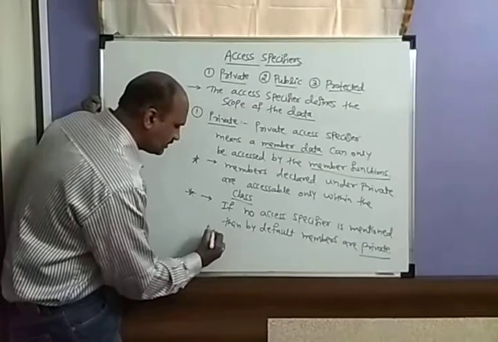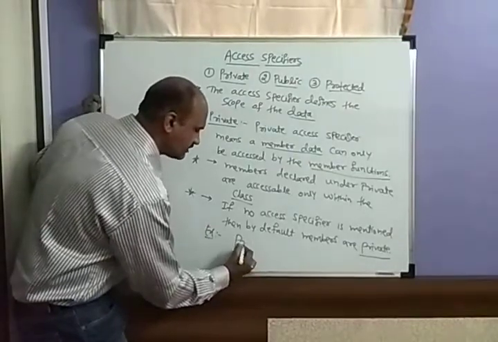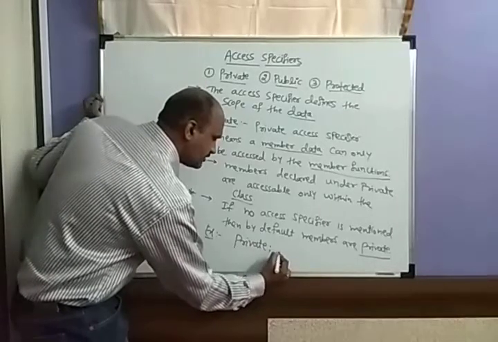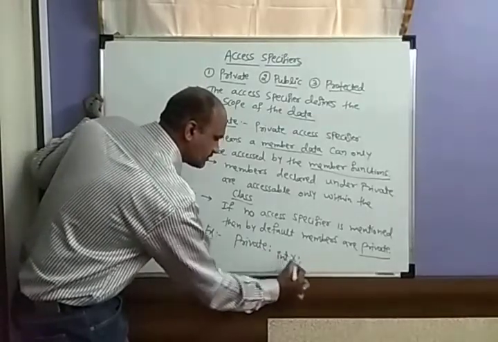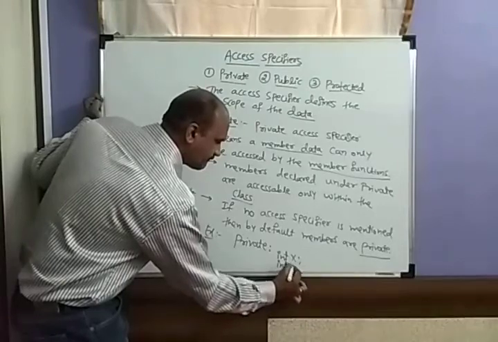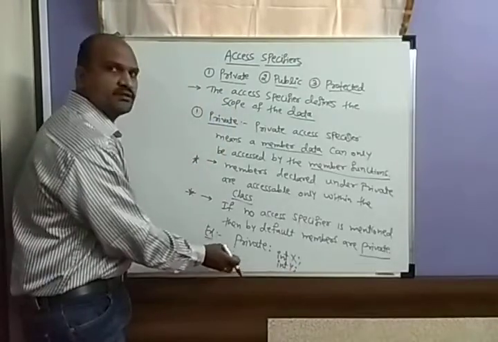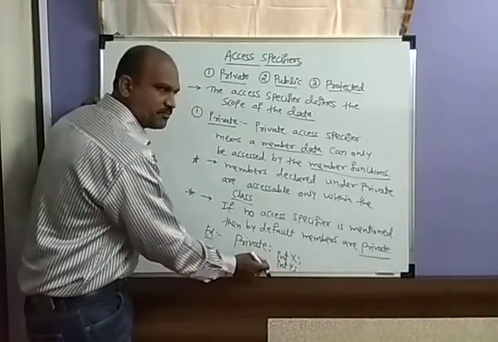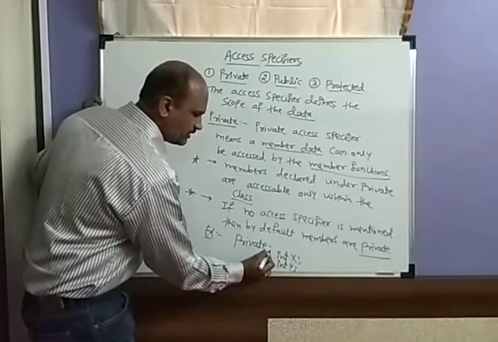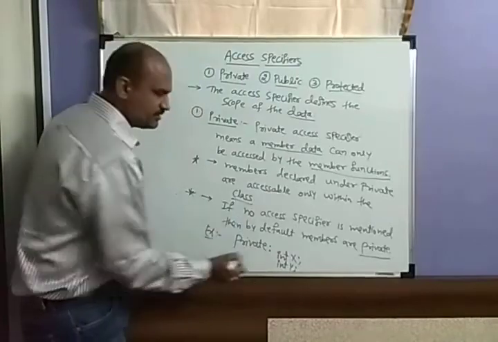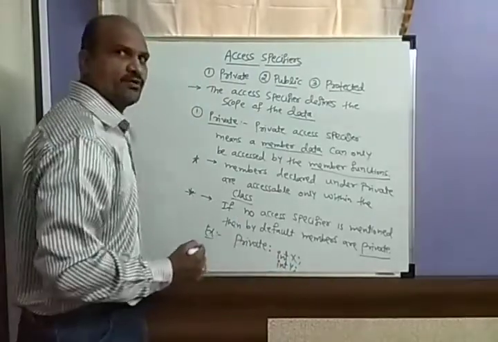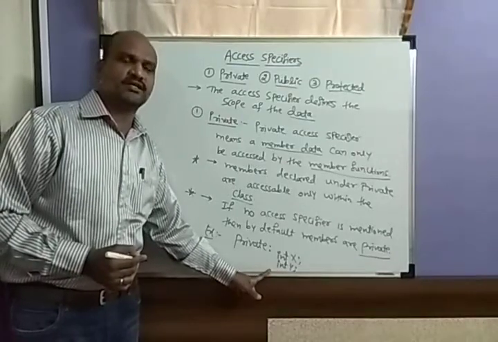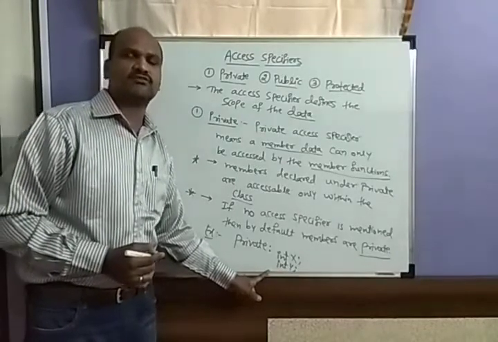This is how you define private data: private colon int x, int y. These are the member data in private. You write the colon after private, then whatever data you want, int, float, related to the particular class or program.